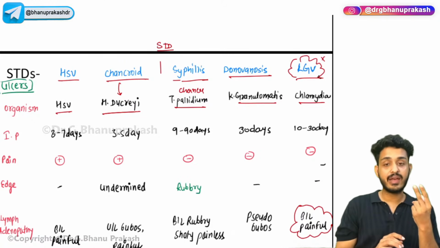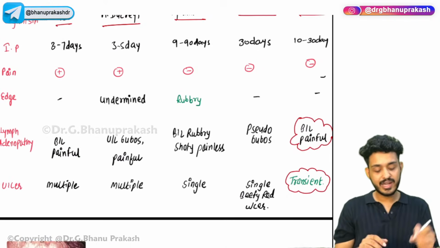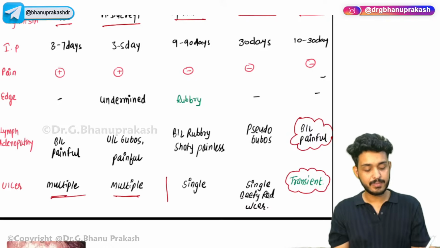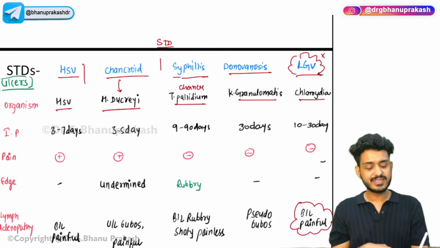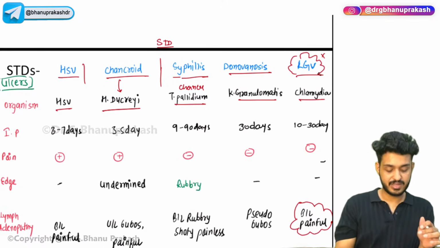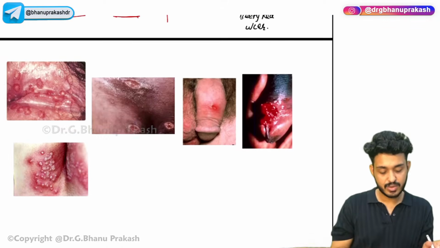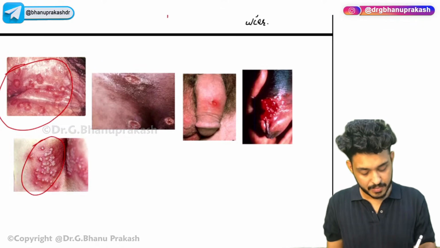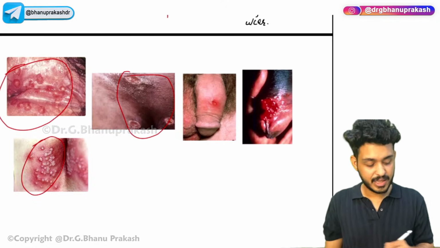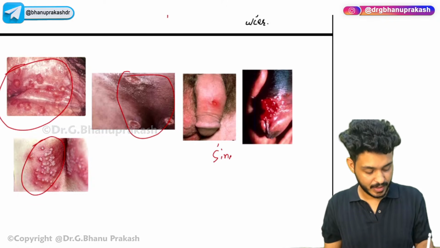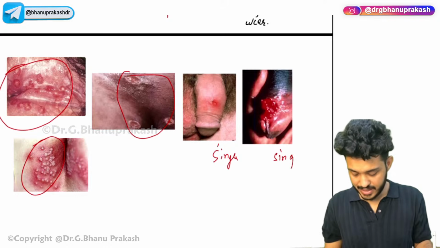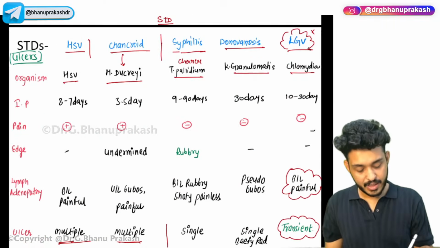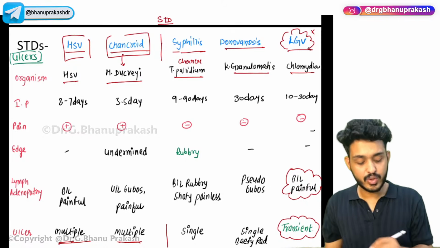First of all, we have two methods. First, we need to identify whether the ulcers are multiple or single. These two ulcers are multiple: herpes simplex and chancroid have multiple ulcers. Can you appreciate that here we have multiple ulcers, here also multiple ulcers, and here also. These are single ulcers. This one is single and this one is also single. Clear? So how will we identify these multiple ulcers? They can be herpes simplex virus or due to chancroid.